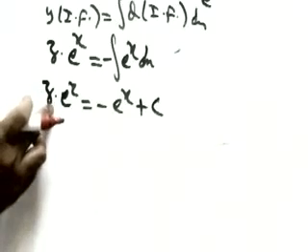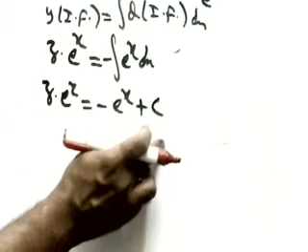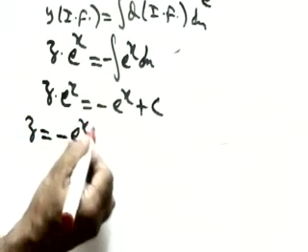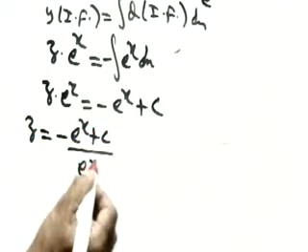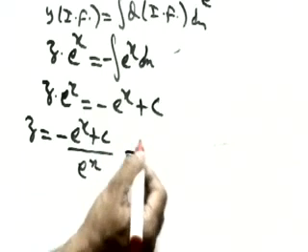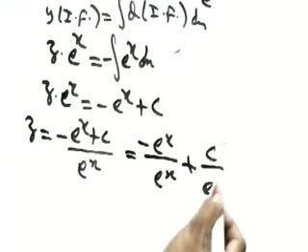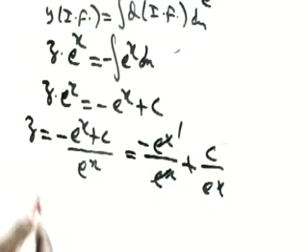We have to find the value of z from here. So let me bring this e power x there. So the value of z equals to minus e power x plus c by e power x. We separate this: minus e power x by e power x plus c by e power x.